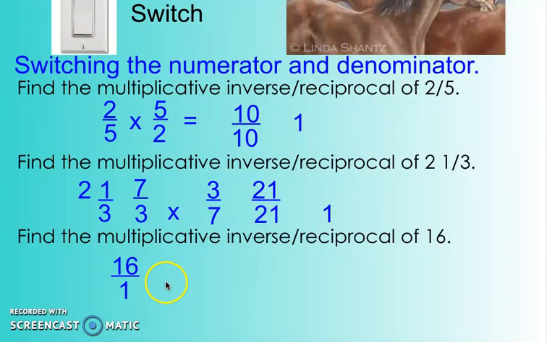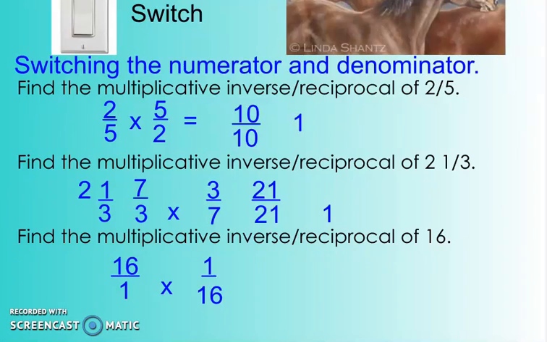And so if I have it as a fraction, now what is the multiplicative inverse, or the reciprocal of it? 1/16. Nice job. Good job. Wonderful. And I know this to be true because when I multiply them together, I get 16 over 16, which is 1 whole.